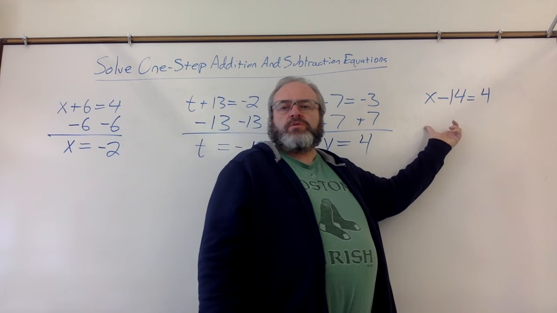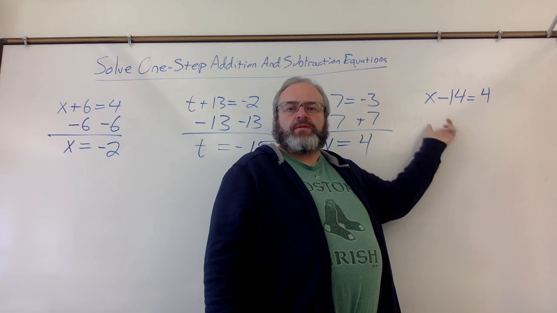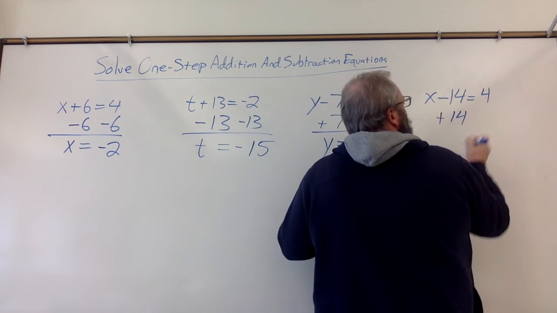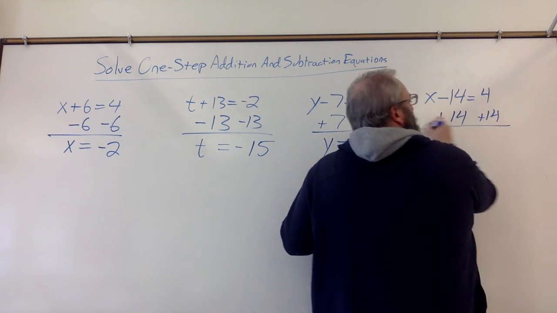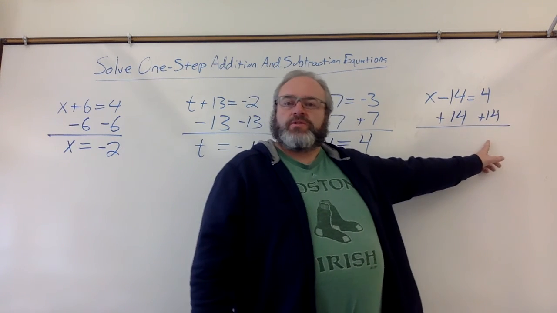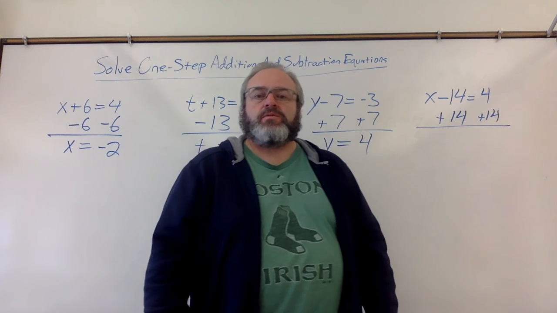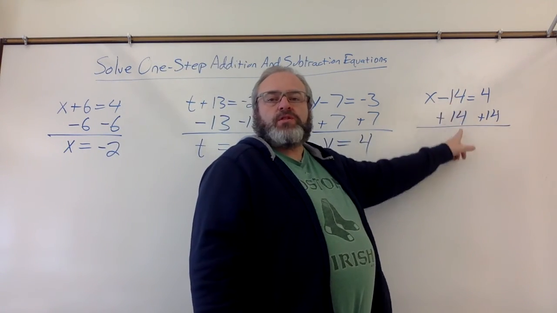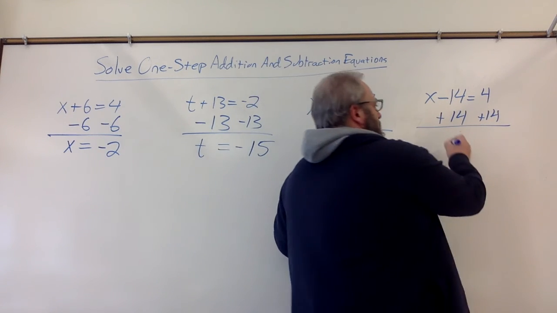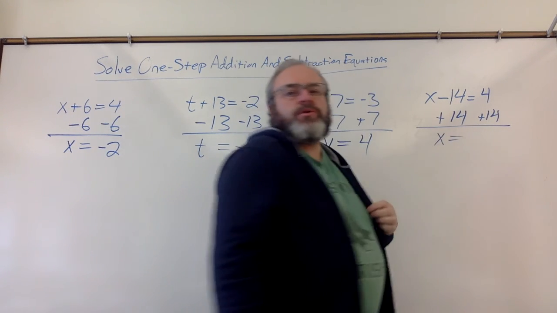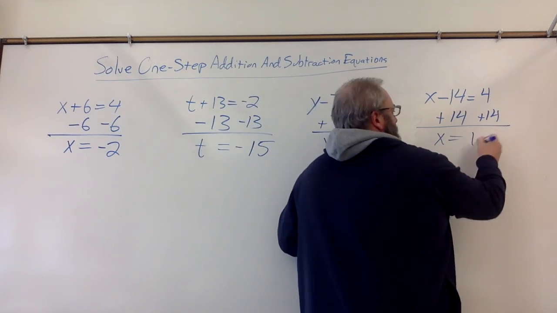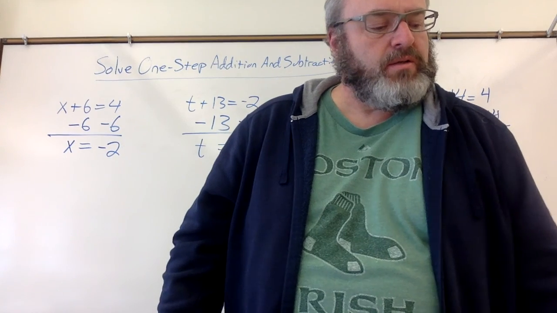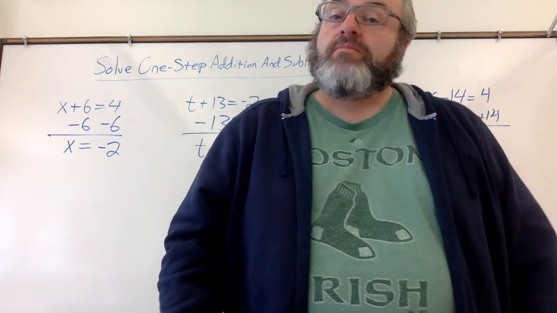Let's look over here. We're subtracting 14 from the x. So we do the opposite of that to get it to cancel out. And I've put plus 14 on both sides because we have to do it to both sides in order to keep it equal to each other. Then minus 14 and the plus 14 cancel out, leaving x. 4 plus 14 is 18. And our answer is 18. I think that does it.